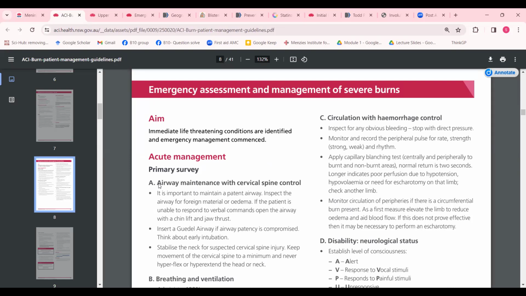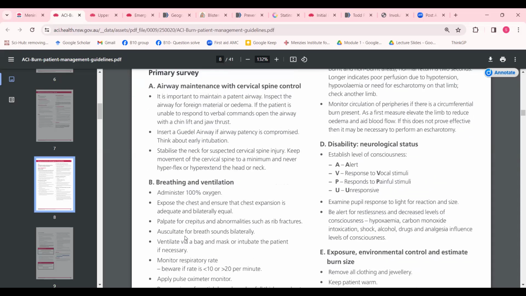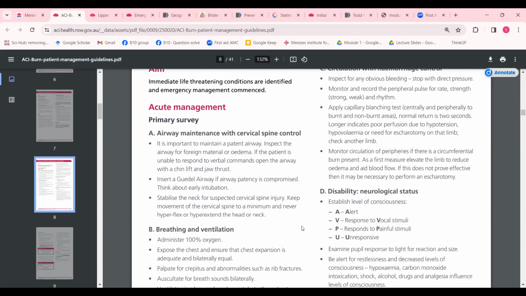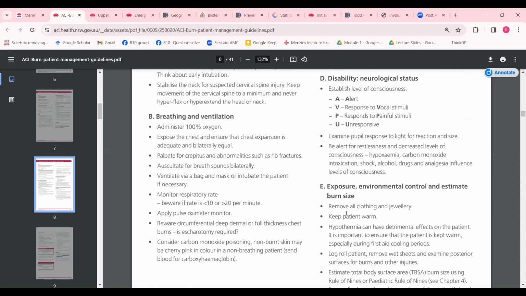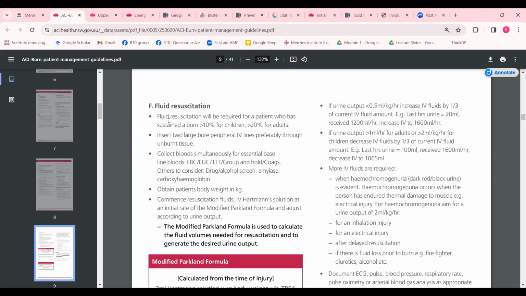So early intubation is an important thing. Likewise, you have specific things for each component in burns. First, airway maintenance and cervical spine control, so you are addressing what kills first. Then breathing and ventilation, then circulation and hemorrhage control, disability, and exposure and environment, and for this you have a separate addition: exposure, environmental control, and estimating burn size. And then the new thing that is added would be fluid.